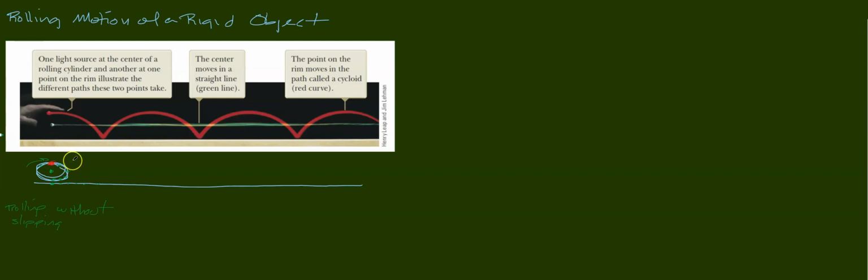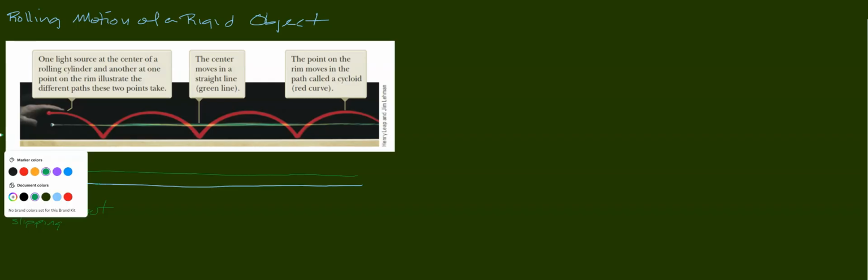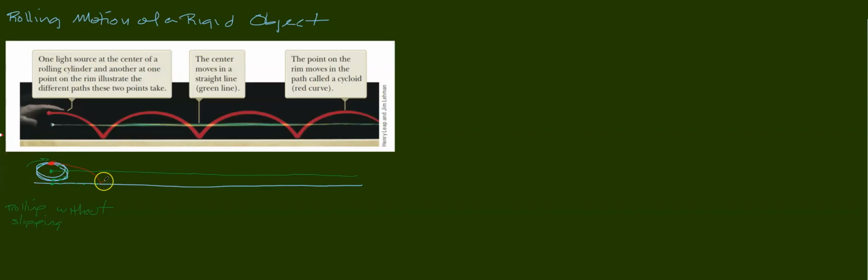Okay, so as it rolls, the green line just follows a line. That's the translation, a translation motion, of course. But the red one is this point, as we can see. Let's put the red again. This point is going like this, as we see in the picture.